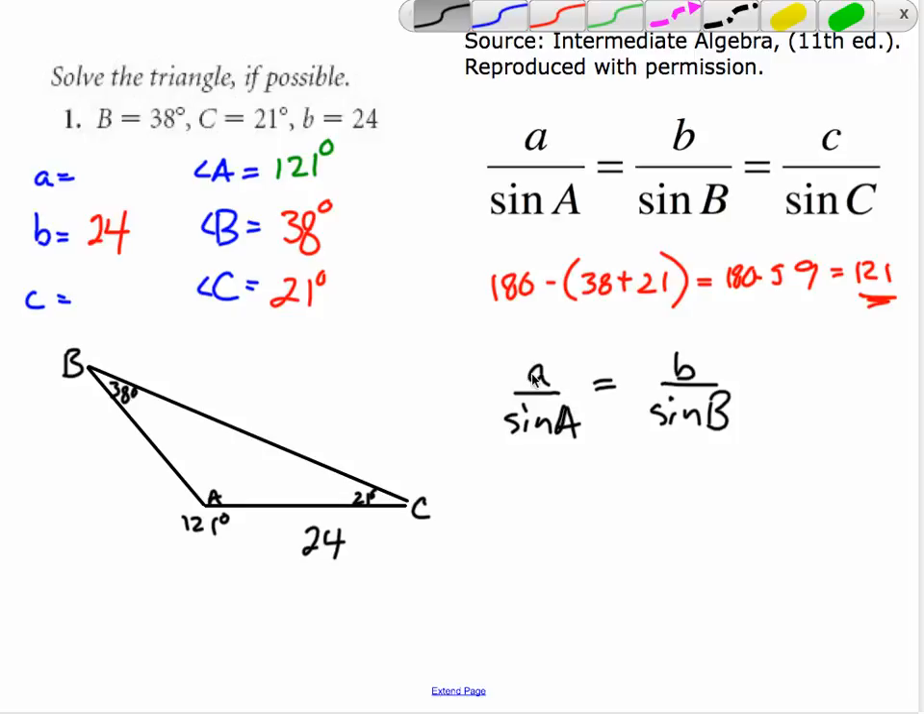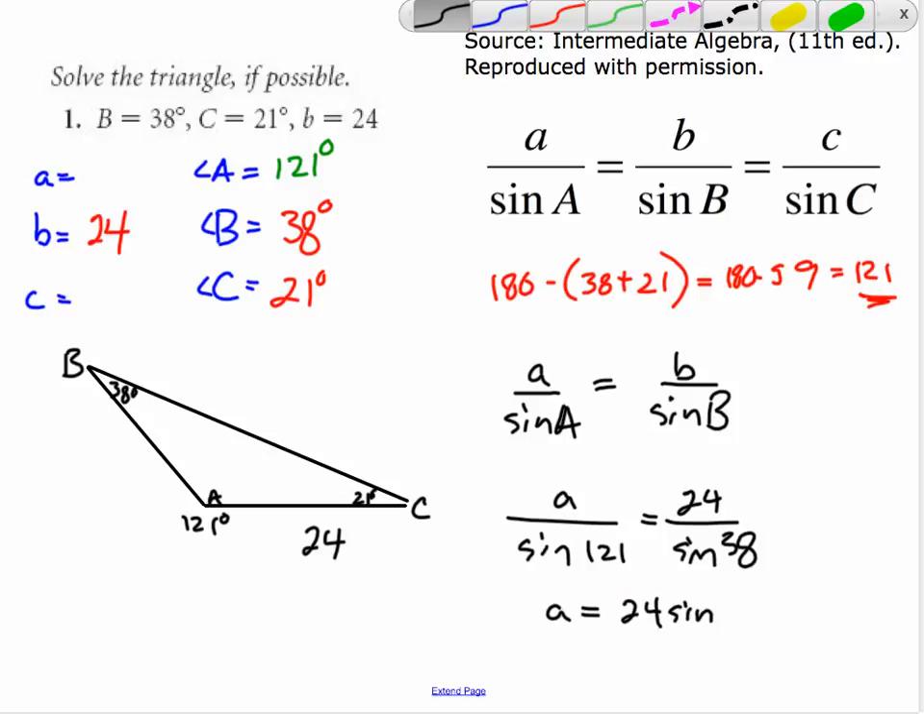And now I plug numbers in. A I don't know, over sine A, angle A is 121, equals side B, 24, over the sine of angle B, which is 38. Okay, to calculate this I can do ratio and proportion. I'll basically just multiply both sides by the sine of 121 to get A by itself. Okay, so now I've got my formula, 24 times sine 121 divided by sine 38.